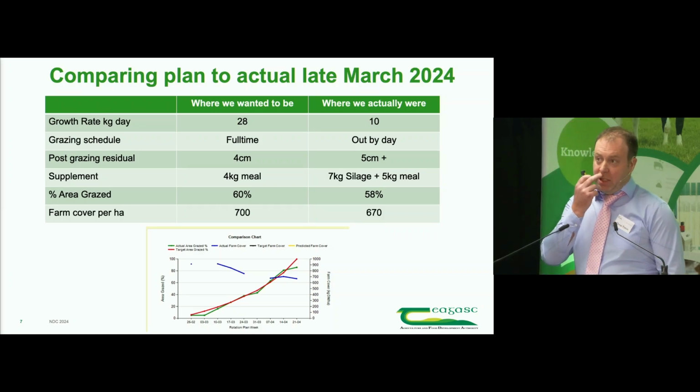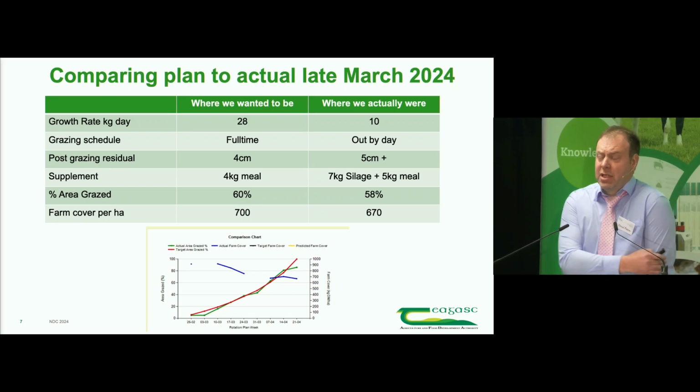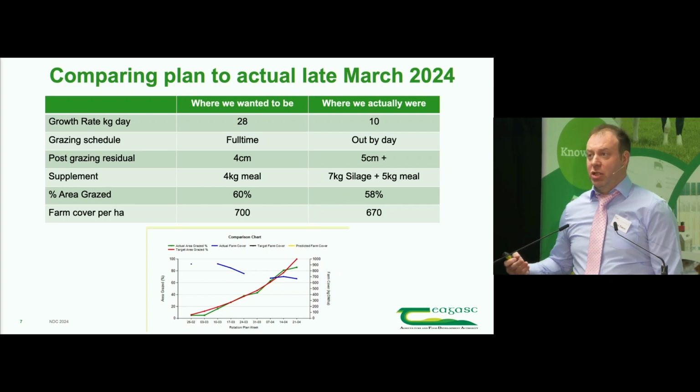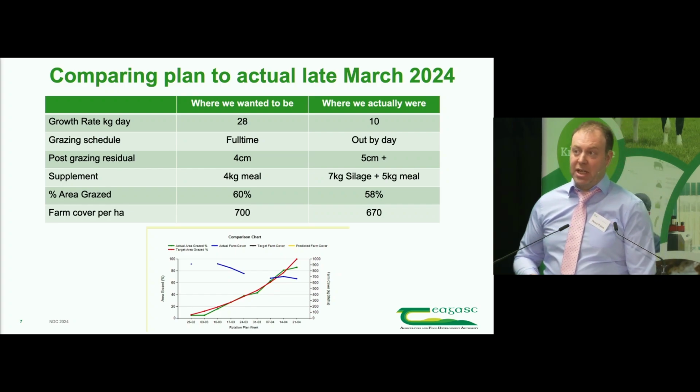So what we did here is we pulled out late March 2024, which was obviously a very difficult spring for most of us. On one side is where we would normally be at that stage, versus where we actually were. Normally, towards the end of March, early April, we're growing 30, we're out full time, we're usually doing a pretty good job on residuals, and we're feeding around 3 or 4 kilos of meal, 60% grazed, 700 farm cover. That's where we normally would be or would like to be at that stage.